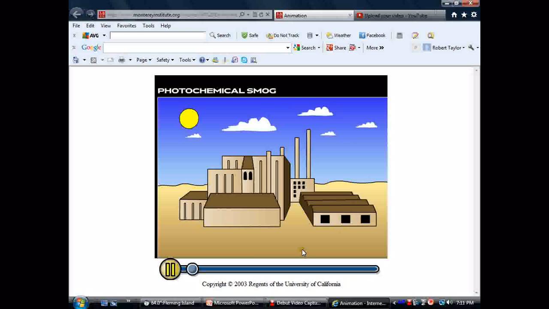Those other chemicals that are mentioned in the video, write them down. PANs, peroxyl, aldehydes are also part of the problem. They're not shown in this diagram, but they are also secondary pollutants that aid to the photochemical smog problem.